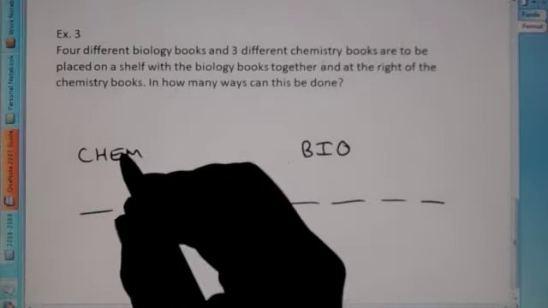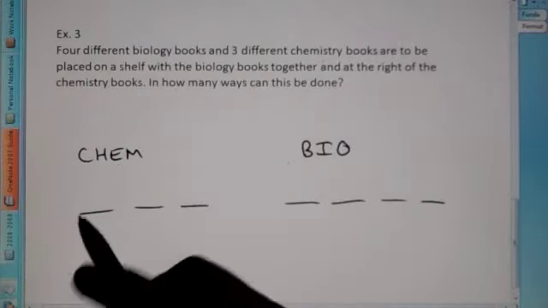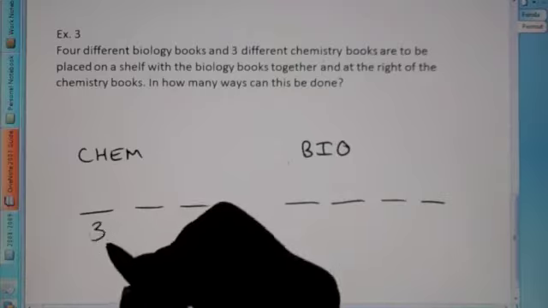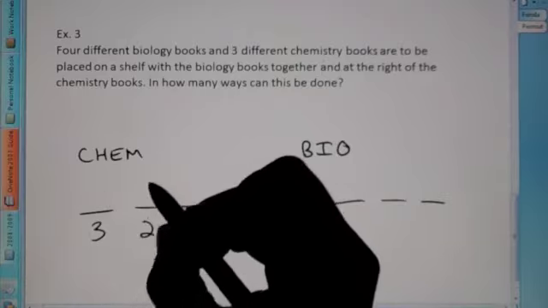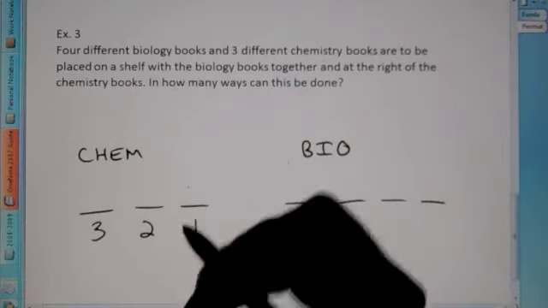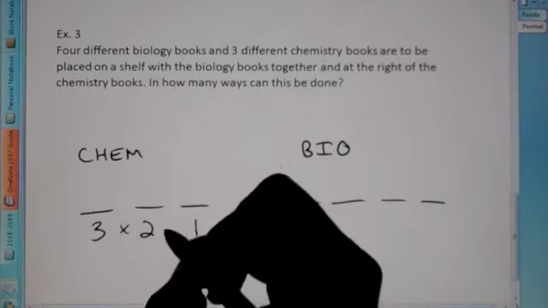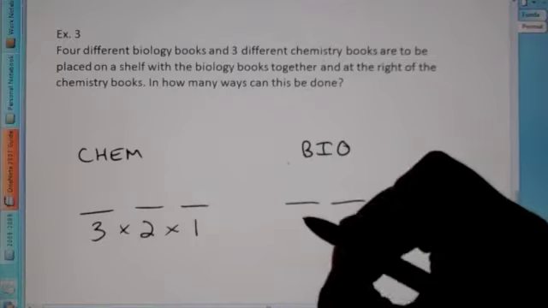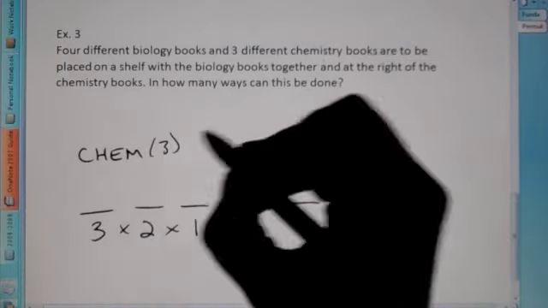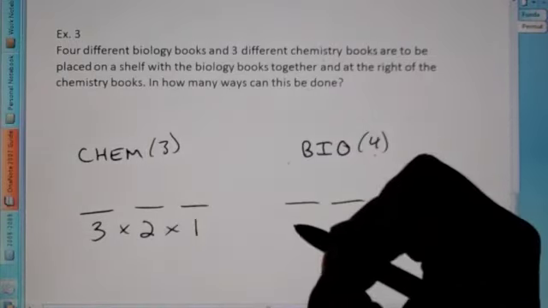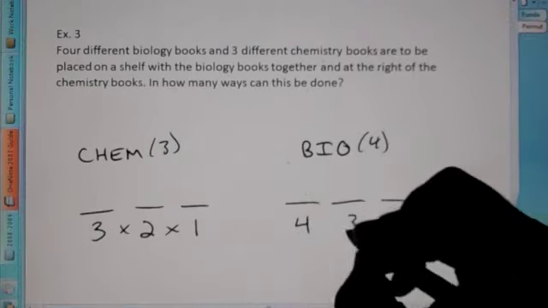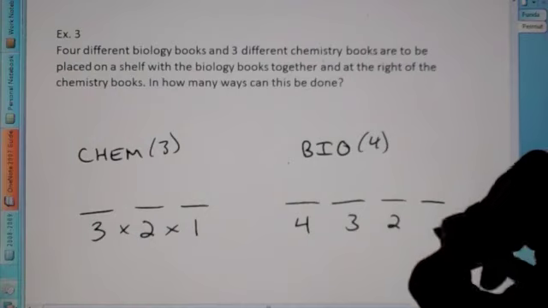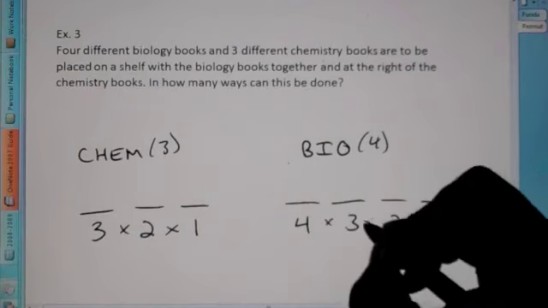Let's think about it. There's 3 chem books here. Out of the 3 possibilities, we can put one of the 3 in the first spot. So it's 3 options, leaving 2 options for the second spot, leaving 1 option for the third spot. Here, there's 4 bio books. You have 4 options for the first spot, 3 options for the second, 2 options for the third, and 1 option for the fourth.